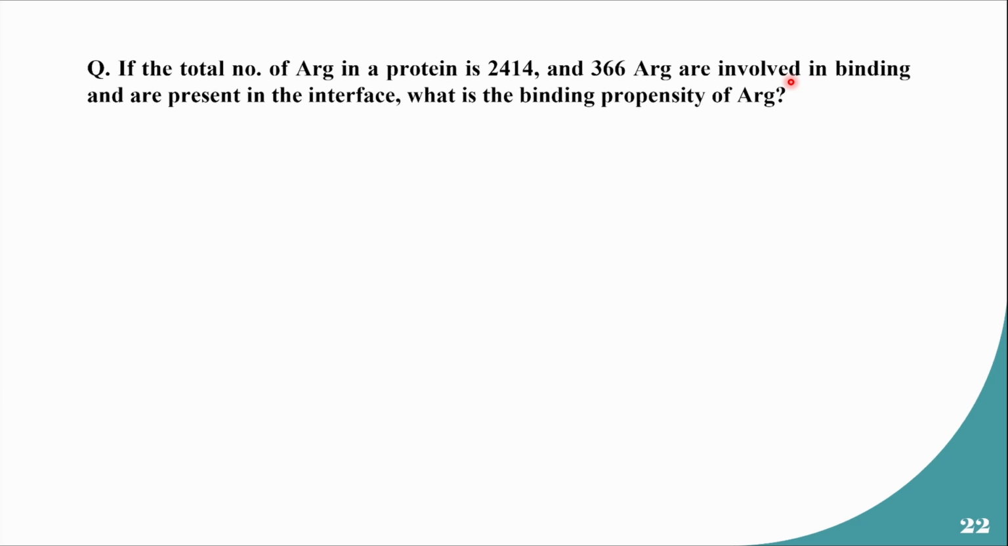Okay, so I see 15%. So it's a kind of simple numeric question. We have certain arginines that are involved in the binding interface, and we have the total number of arginine. If you want to calculate the propensity, we can just take the number of arginine involved in binding and divide that by the number of total arginine. We will get a percentage. So in this case, 366 by 2414. We will get 0.1516. If you convert that to percentage, it will be 15.16%. So very simple numeric calculations. You can do it in this way. These sort of calculations might come in your assignments and so on.